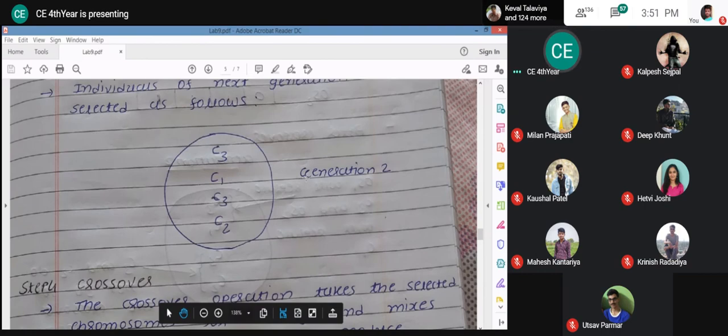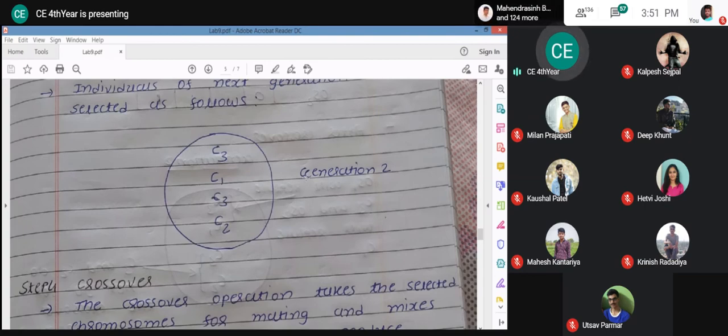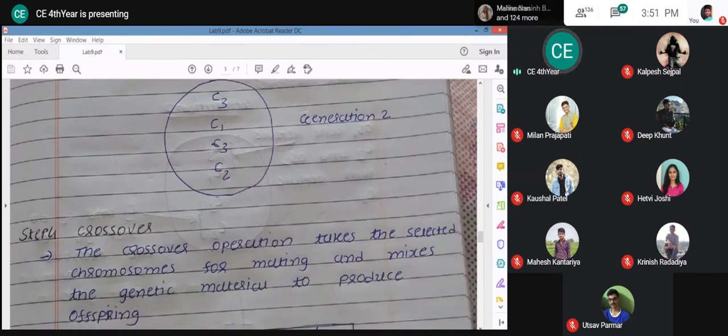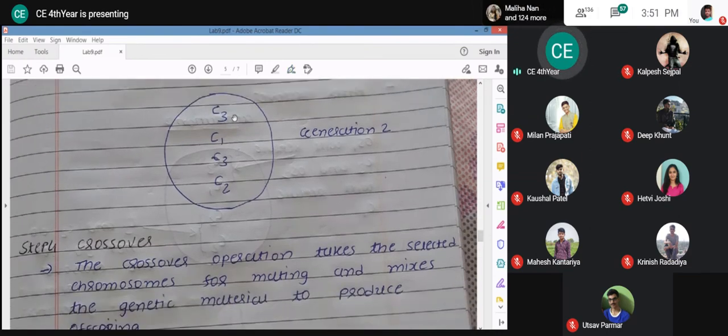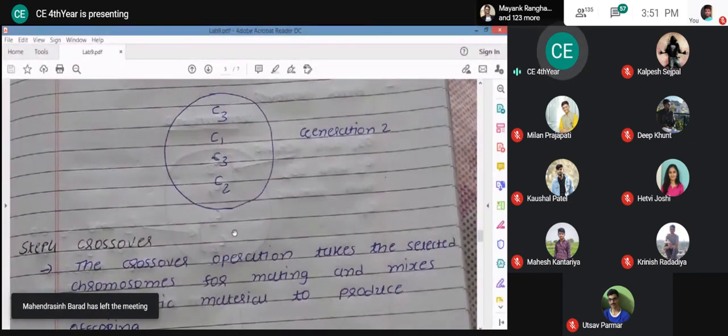Up till now we have learned population initialization. After the population initialization, we calculated the fitness function. Now after the fitness function, selection is done, based on roulette wheel selection. After this, four populations are selected.